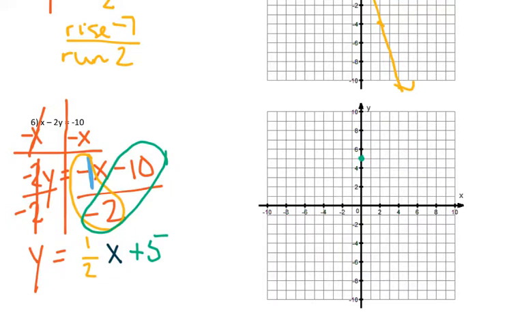and my slope is up 1, right 2, up 1, right 2. Continue that pattern all the way across the grid. And I can also go down 1 and left 2. Now I have points going all the way across my grid. I can grab my straight edge and connect the dots. Oh, that's way off.